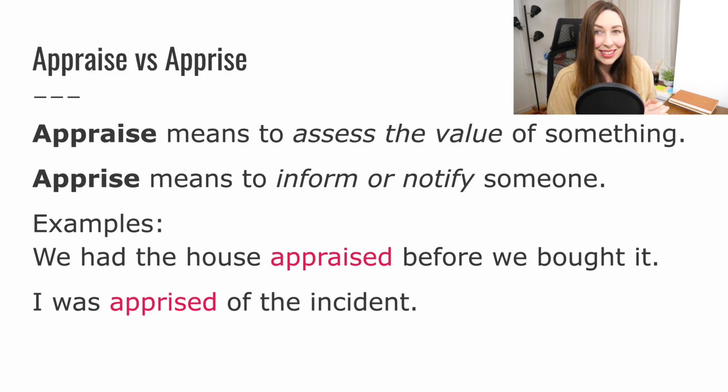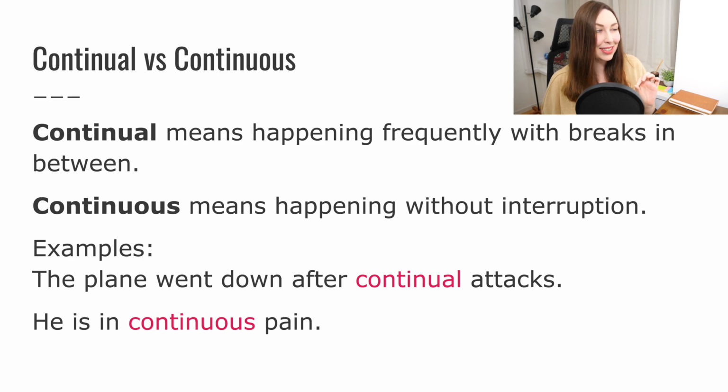Pretty easy, right? Next, we have two very similar words again. You can see how easy it is to confuse these words. Continual versus continuous. You might be thinking, don't they mean the same thing? No, there is a nuance that is different for each word. Continual means happening frequently with breaks in between. Continuous means happening without interruption.